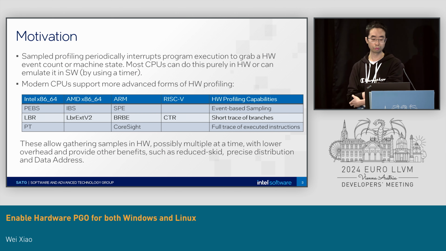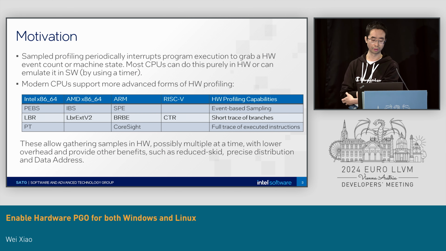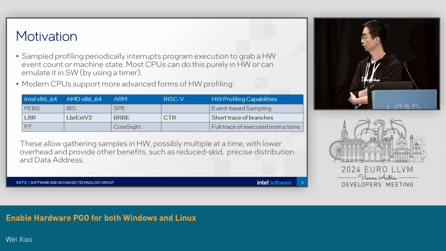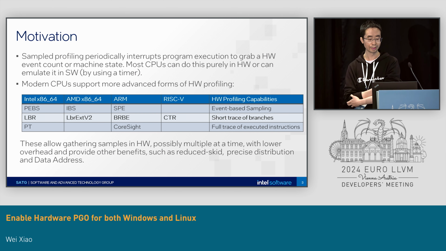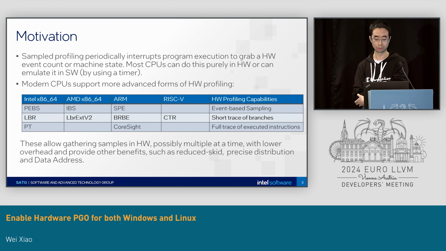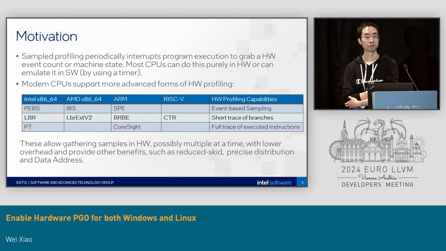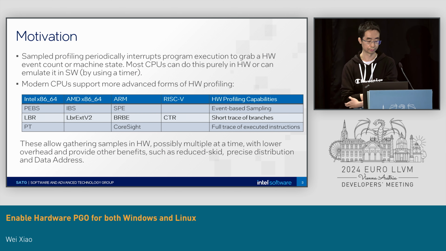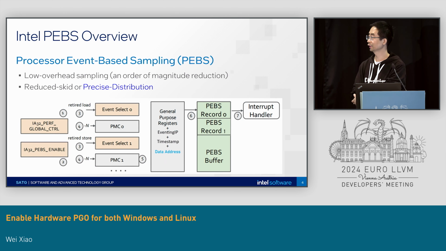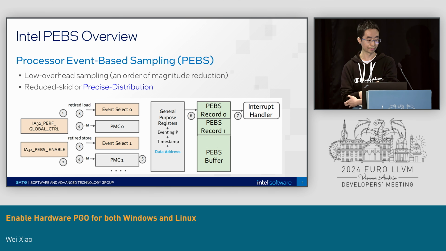So with all these advanced hardware features, it would be possible for us to profile multiple events at one time with lower overhead and other benefits such as reduced skid, precise distribution, or even we can sample the data linear address of each load and store instruction. So let's take Intel PEBS for example.